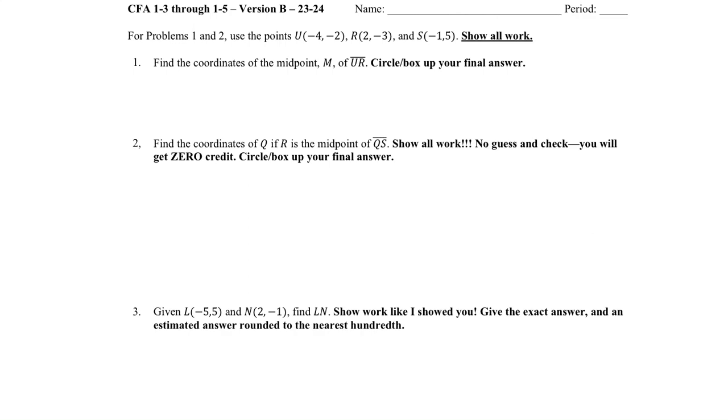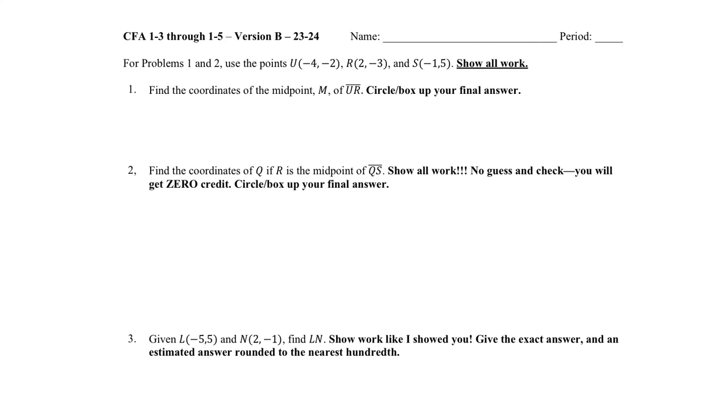All right, this is a video key for version B of the CFA 1.3 through 1.5. All right, so this first problem, we are looking for a midpoint. So I gave you some points here. Looking for midpoint, you have to remember that midpoint means you're finding an average. You're finding the middle. So that's the average between two numbers.